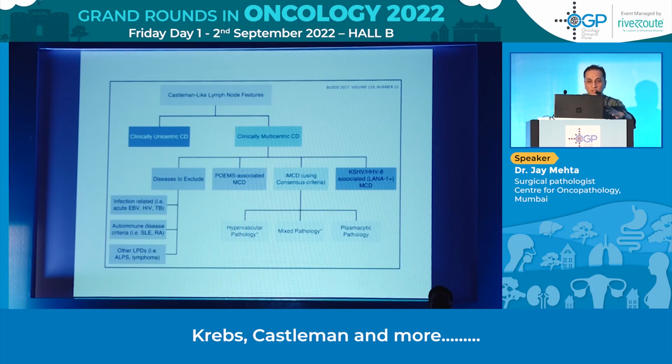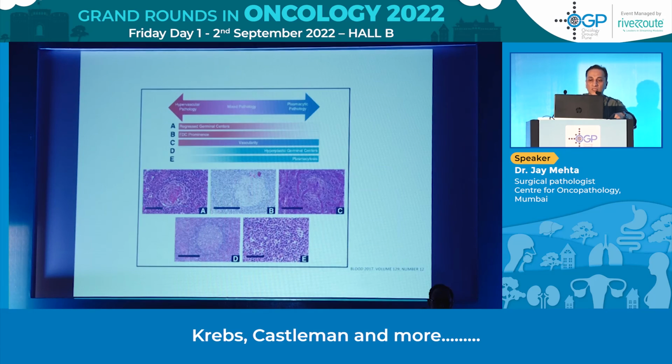So, last couple of slides, this is how even the clinicians go about Castleman-like lymph node features. They will like to see clinically unicentric versus clinically multicentric. If it's multicentric, you want to exclude diseases like autoimmune diseases or an HIV disease or an EBV positive disease. And then they use either it's POEMS associated or HHV8 associated. If not, then it's an idiopathic multicentric Castleman disease.